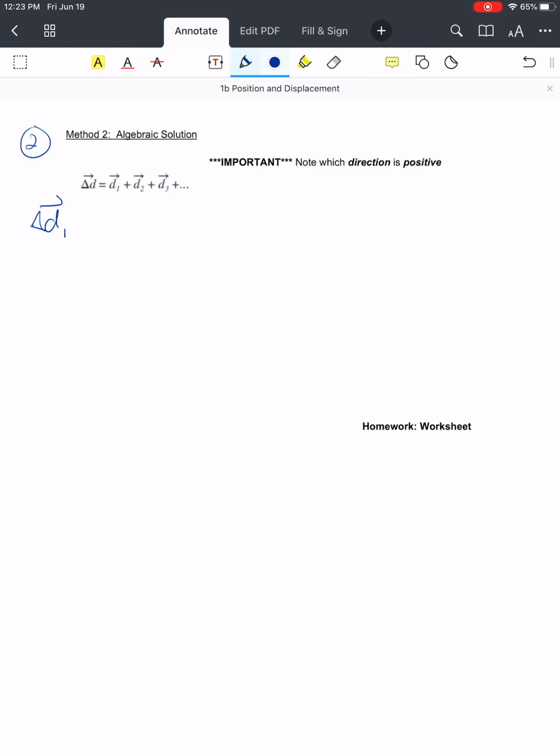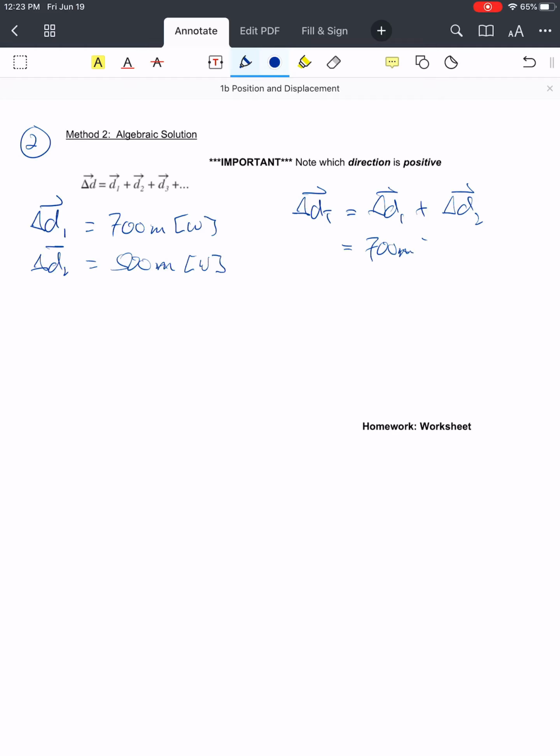So my first displacement is 700 meters west. My second displacement is 500 meters west. So from my definition, using multiple displacements, you can get your total displacement is your first displacement plus your second displacement. And you can continue going for as many displacements as you have. So now when I plug this in, I'm going to get 700 meters west plus 500 meters west.